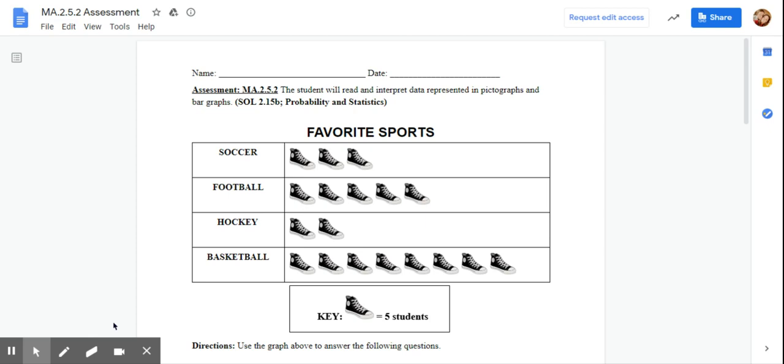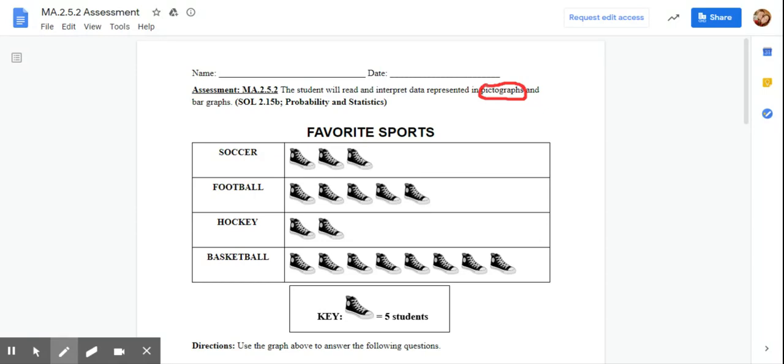Hi, boys and girls. Today we're going to be talking about a new type of graph called a pictograph. Right up here in the directions, I see the word pictograph. Now, a pictograph is different than a bar graph that we worked on last week because a pictograph has the data on the graph represented in pictures.